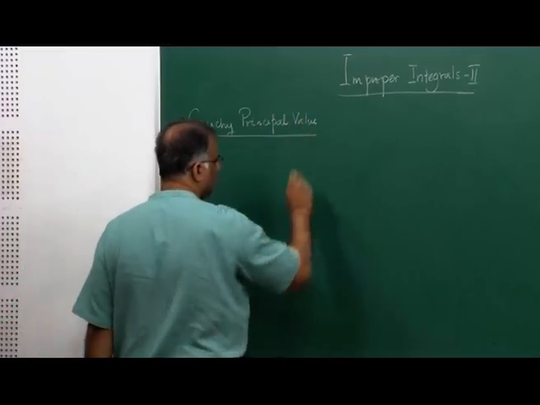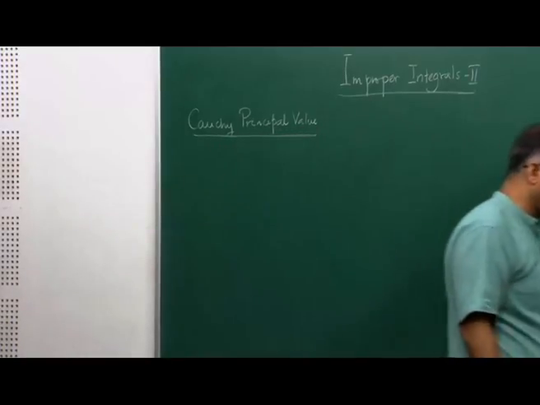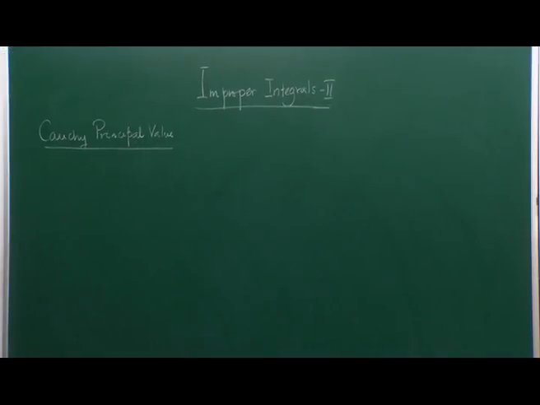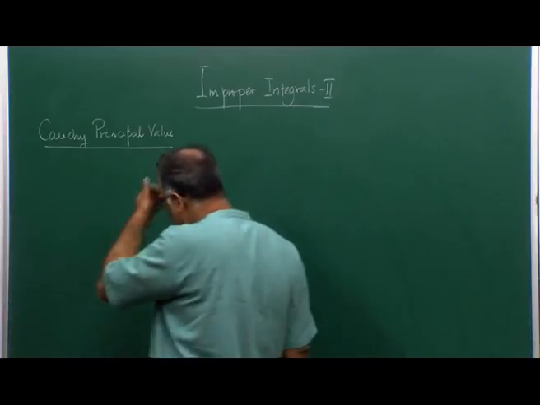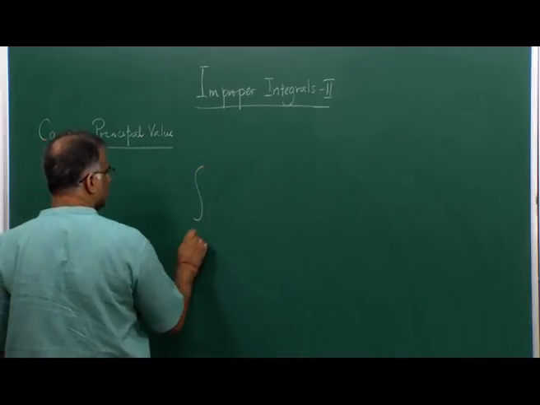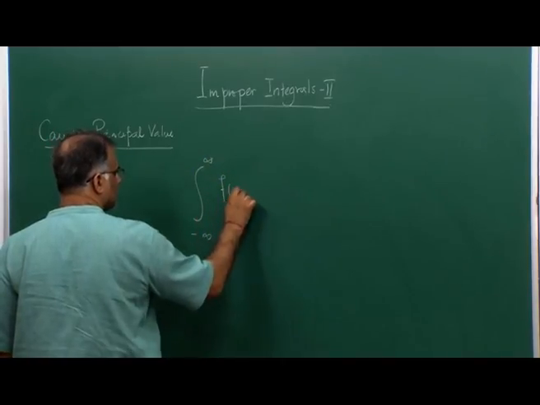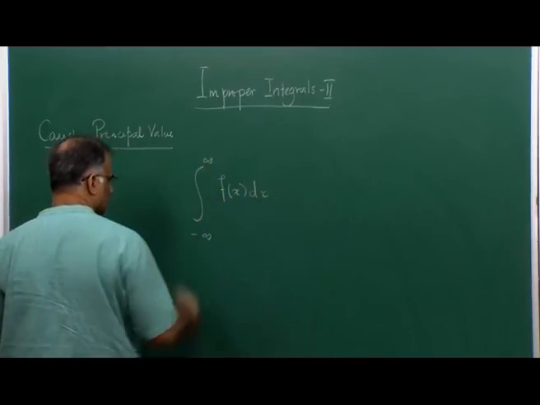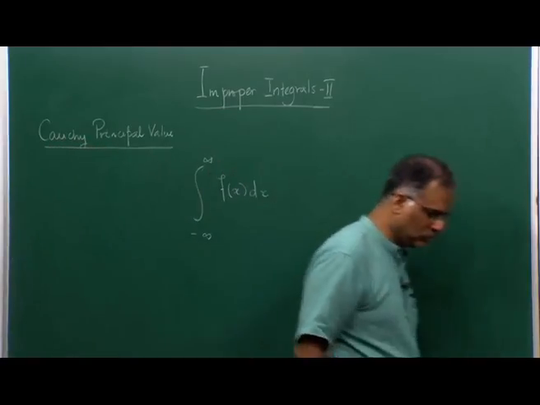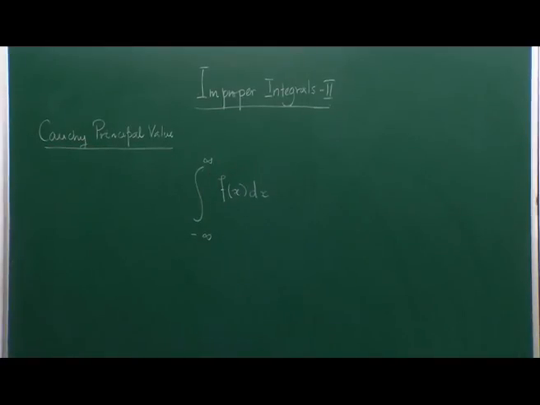So, the modern version of calculus that we see is largely due to Augustin Louis Cauchy, and he has a very typical way of looking at an integral which is of the form like this. So, what do you mean by the convergence of this integral? How do you define it? That is again a question, right.